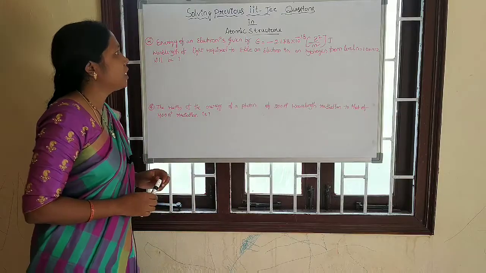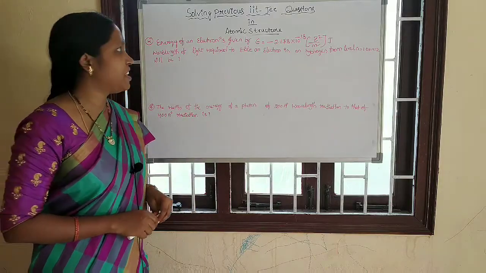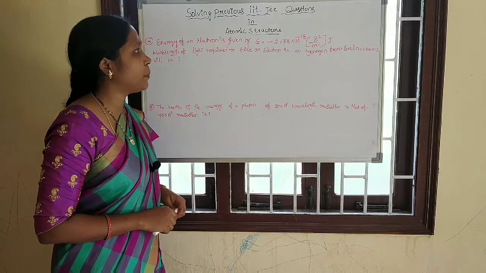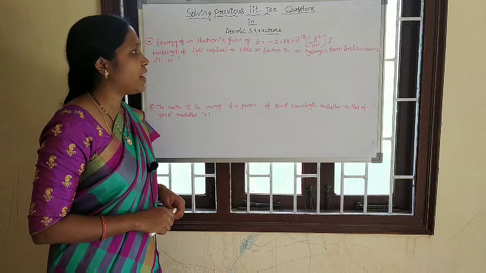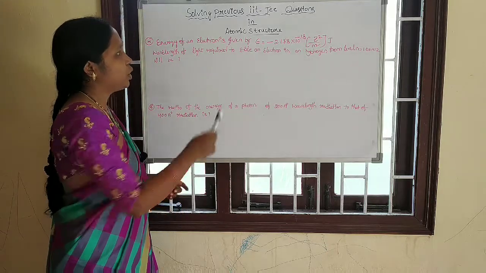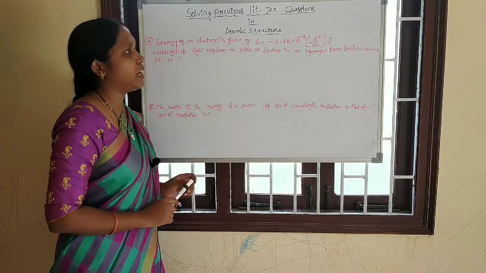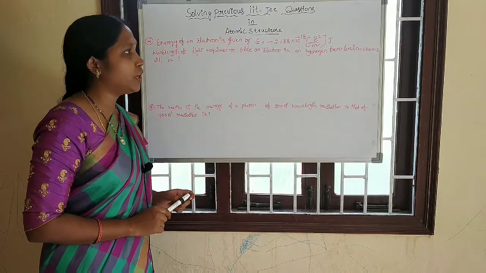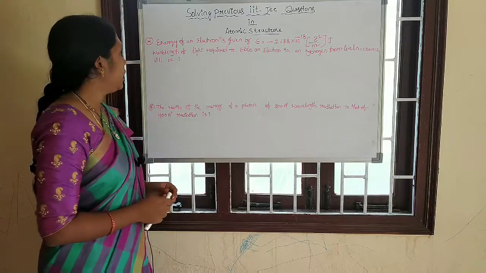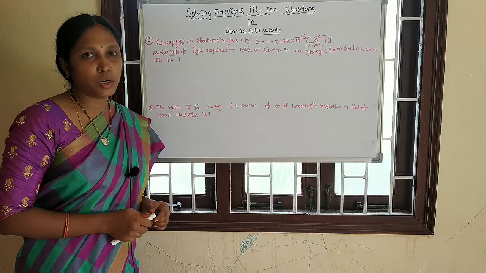The next one. The energy of an electron is given by E equal to minus 2.178 into 10 power minus 18 Z square by n square joules. Okay, what is the wavelength of light required to excite an electron in a hydrogen atom from level n equal to 1 to n equal to 2? Here two methods we will use.